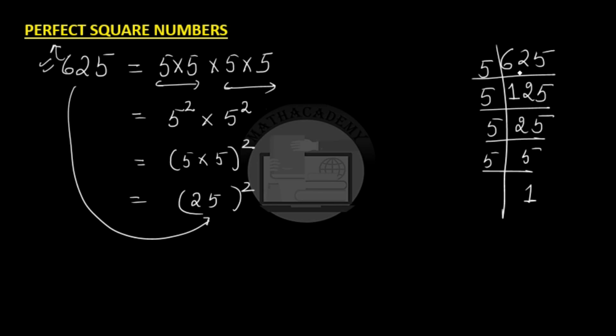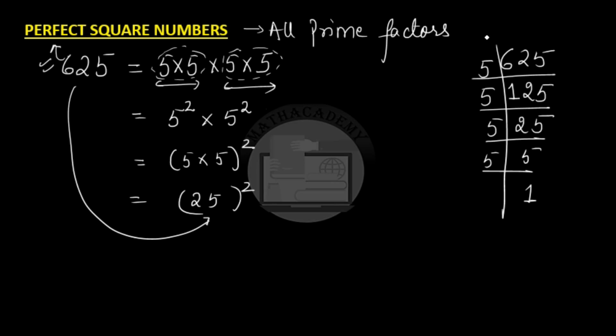So we will be prime factorizing the number and seeing if all the factors are coming in pairs. Then that given number is a perfect square number. So all prime factors should come in pairs. If that is the case, then the given number is a perfect square number.